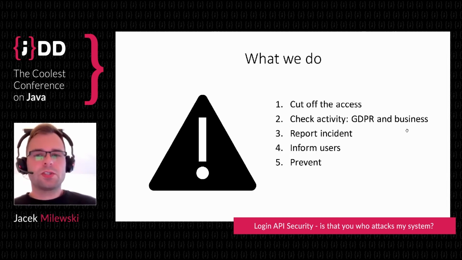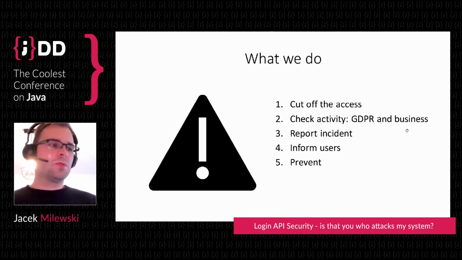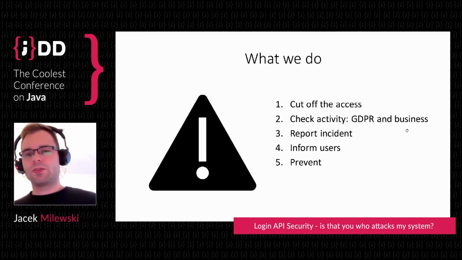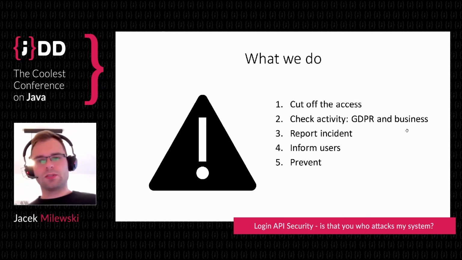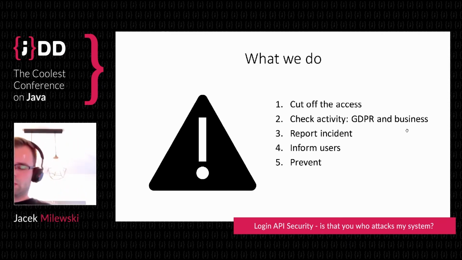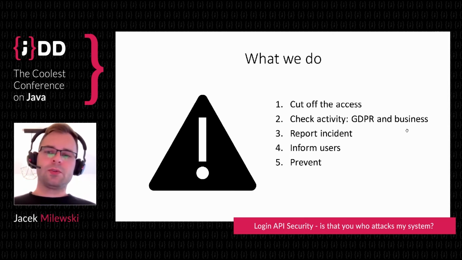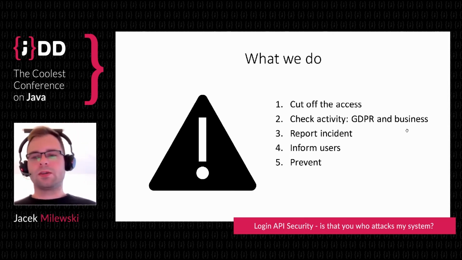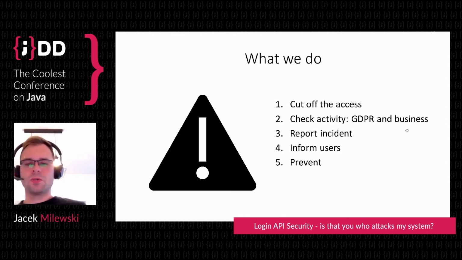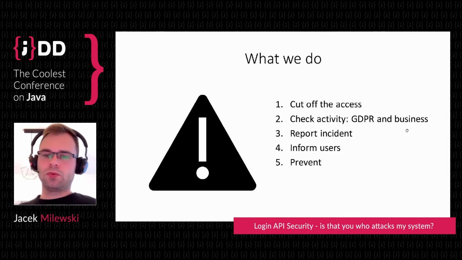What we do is a short checklist, the shortest checklist possible. Maybe you could use it in your case also. We cut off the access to the user, so we force a password reset for him. We check the activity that was done on this account, whether there were any data breaches, whether the attacker logged into an account, did some business operations, and so on. We report it as an incident, we inform users, and we take steps to prevent it in the future.